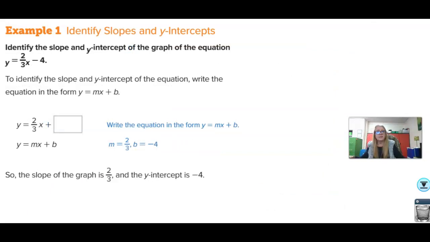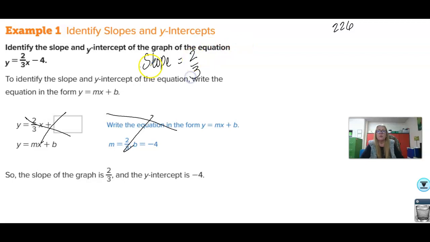This would be on page 226. All they're doing in these first examples is giving you an equation in slope-intercept form and asking you, and don't even look at this because they have way complicated that crap. Don't even look at it. They're asking you to find the slope and the y-intercept. The slope is 2/3. And the y-intercept, if it's -4, it's -4. If it's +4, it's +4. So this one, because it's -4, it's -4. Right?